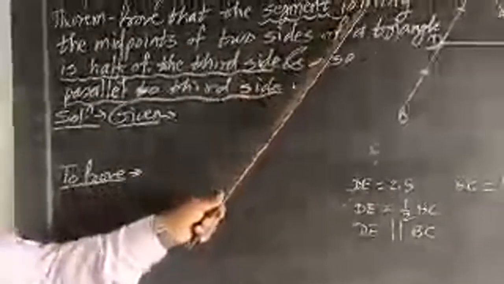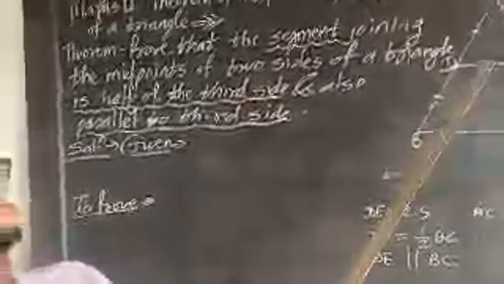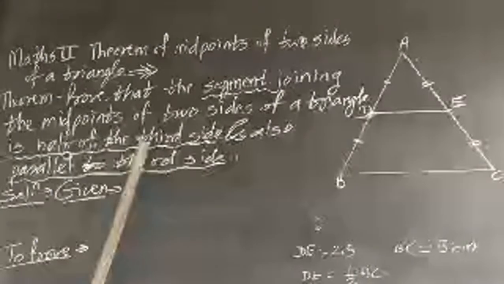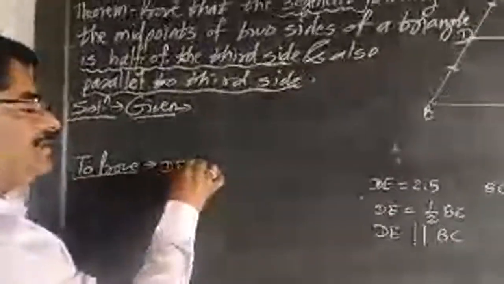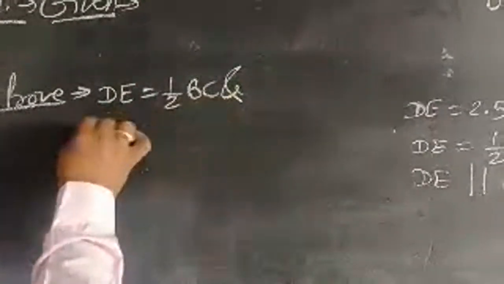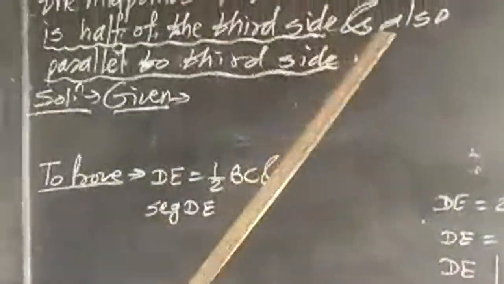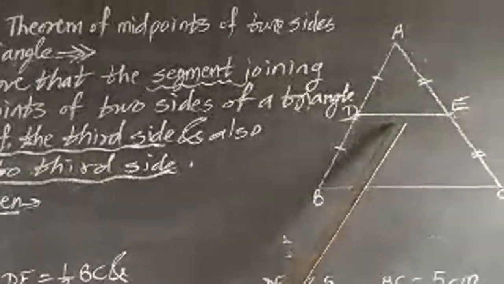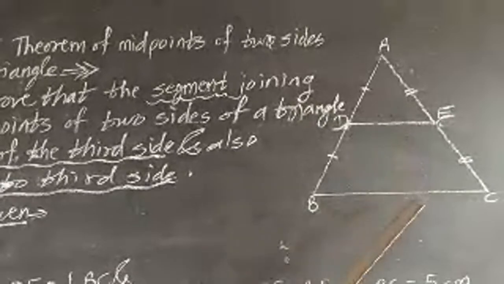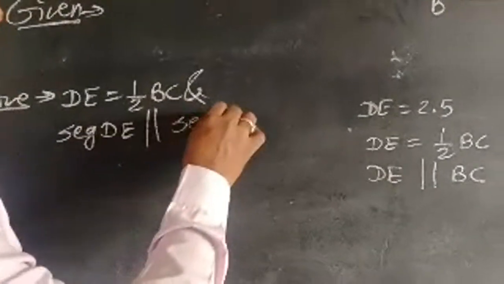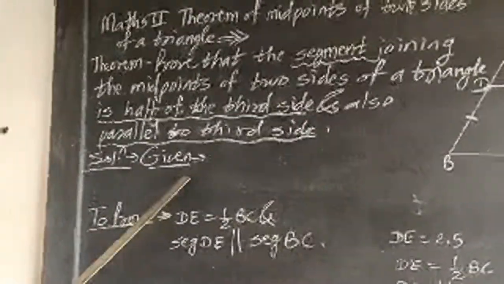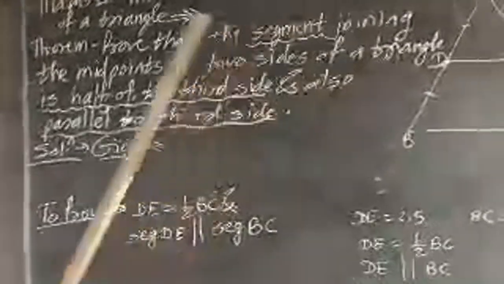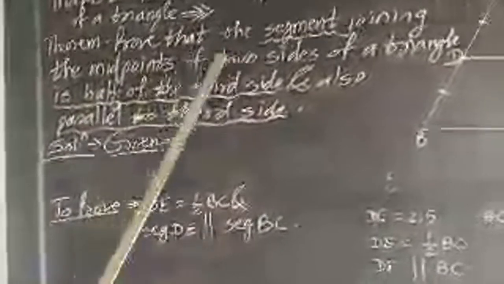Which segment do we get here? Segment DE is half the third side, means DE is half of BC, and segment DE is also parallel to the third side, means segment DE is parallel to segment BC. That is the to prove. Then the remaining sentence we write in given. The word joining is not important. Which words are important? Midpoints of two sides. That we write in detail here.